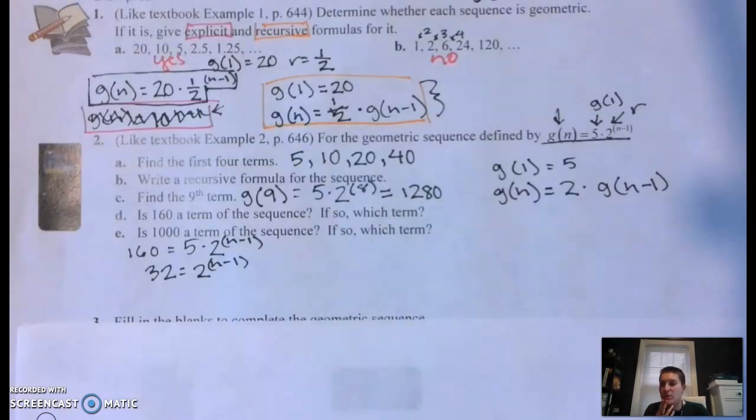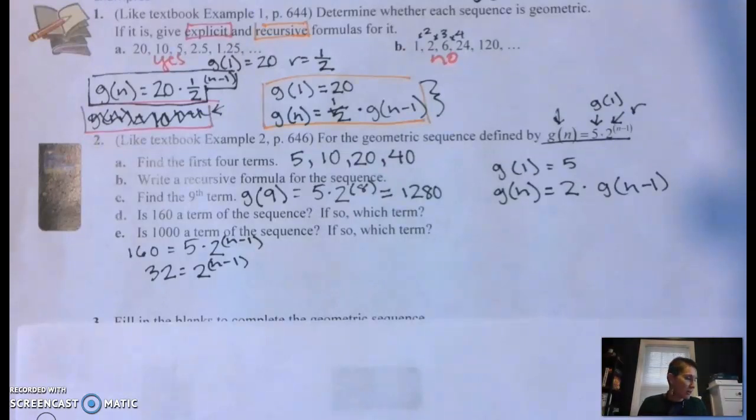One, you could have looked at the original sequence and said 40 times 2 is 80, and 80 times 2 is 160. So this is definitely a term in the sequence, and it's the 6th term. Another thing you can look at at this point is say, I know that 2 raised to something gives me 32, because we've been doing that a lot lately, right, with all our polynomials.